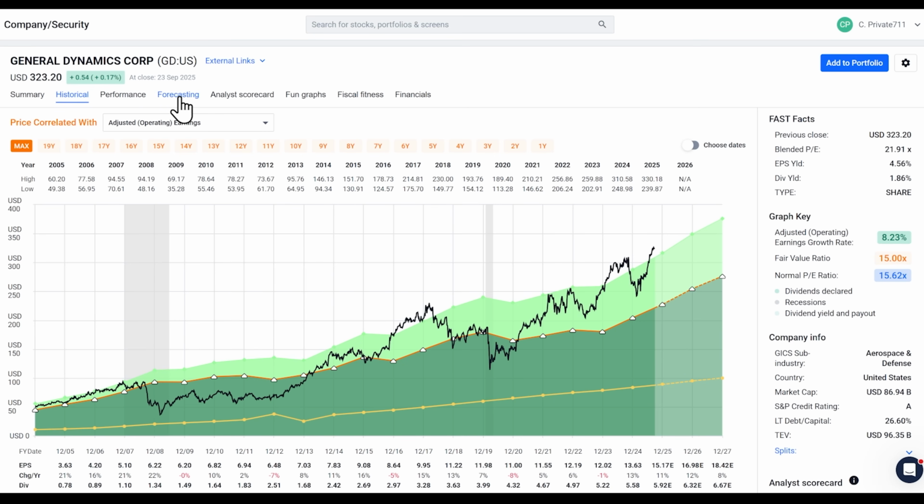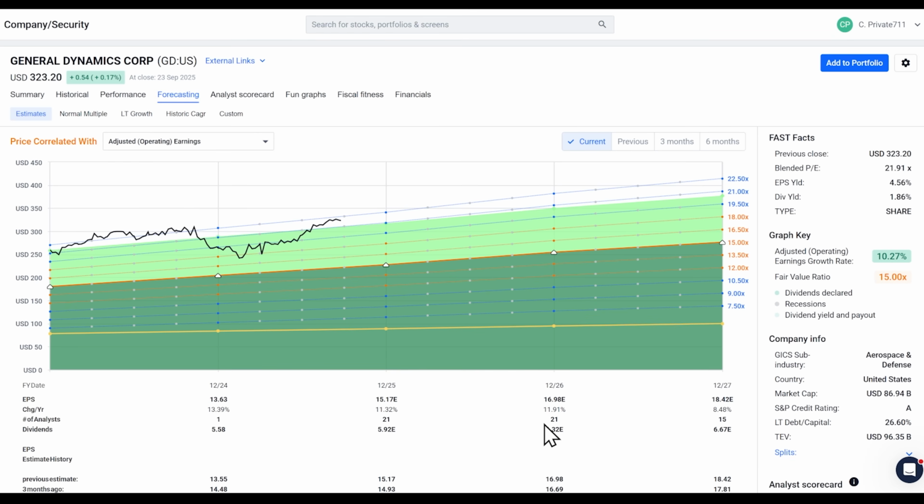But my point is, when I'm looking at the forecast of these analysts, I'm not really going to spend any time here at all. I don't care what the analysts say. The earnings growth rate is 10%. The PE ratio is double that. I just don't think this is worthy.